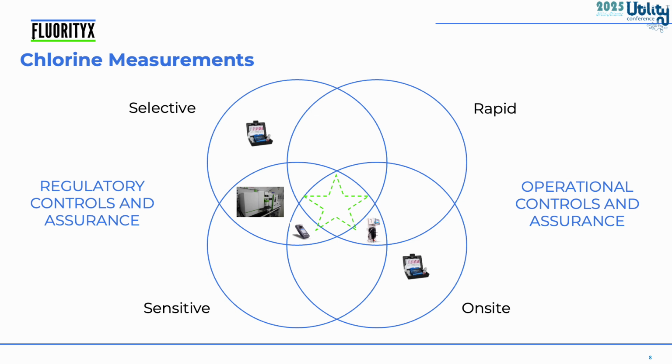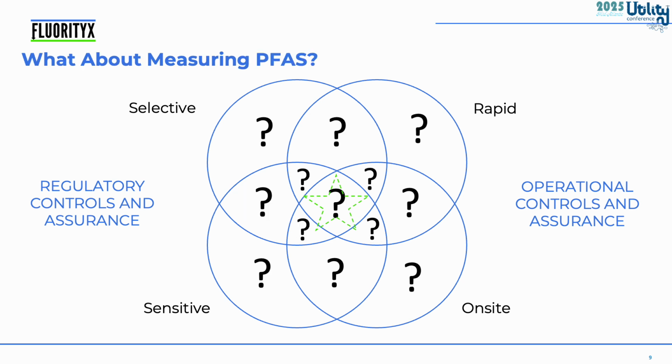If we look at the chlorine instruments, I've placed them in the Venn diagram. You can see that the ICP-MS is selective and sensitive, the test kits are on site and selective. I couldn't find an instrument that exactly supported the ideal scenario of health and safety objectives, but it's good to have a toolkit of options that the industry can use to help support health and safety requirements. So let's shift to PFAS.